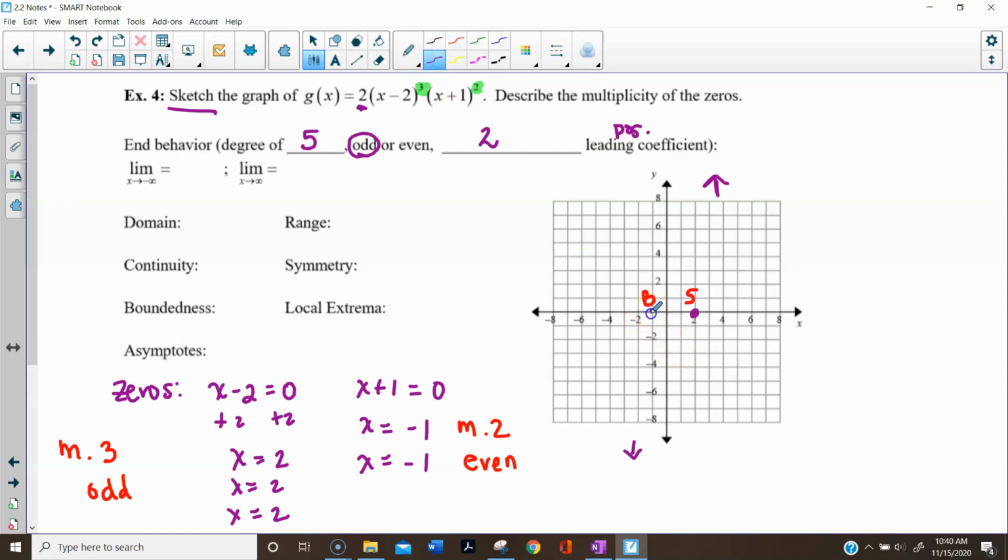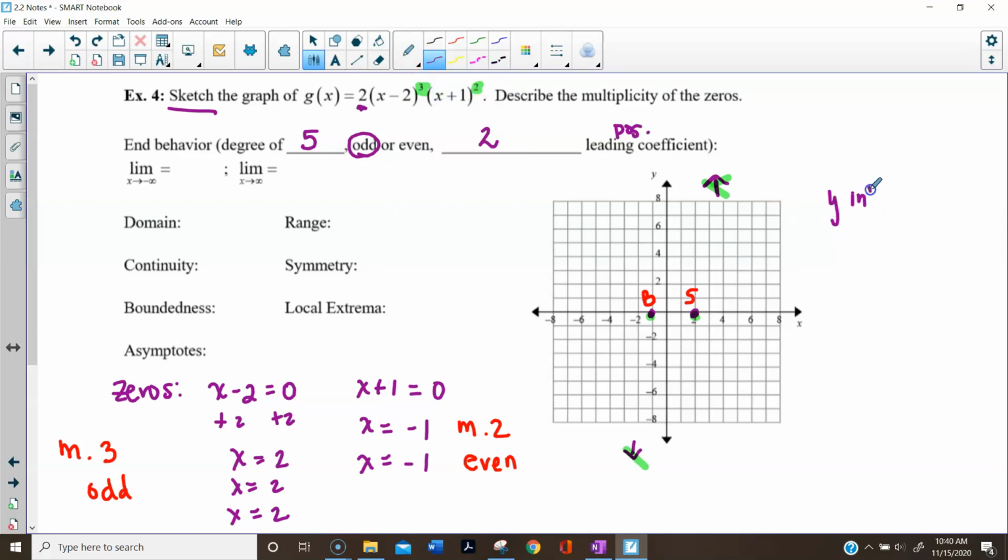And let me plot the 0. So there's my 0, and I'm going to get a bounce at that 0. Even multiplicity bounces, odd multiplicity swishes. And I'll show you what a bounce and a swish looks like in just a moment. So in order to sketch the graph, let's go through what you need. You need the ends, which side is up and which side is down. You need the zeros, and here are my 2 zeros. And then the last thing that I like to get is the Y-intercept.